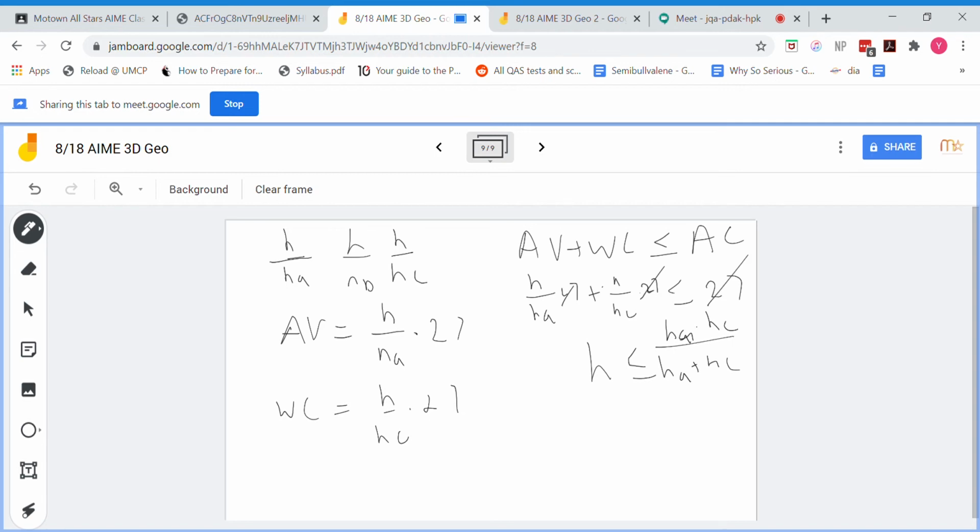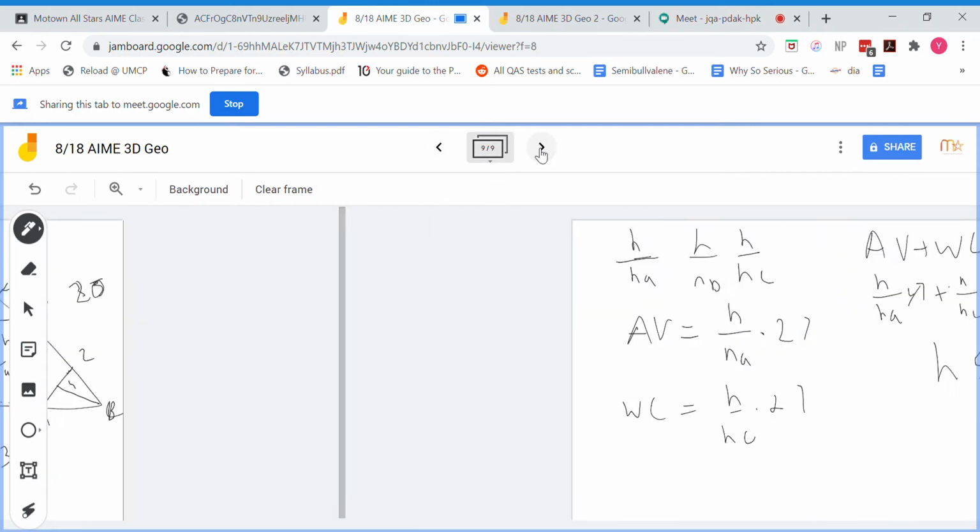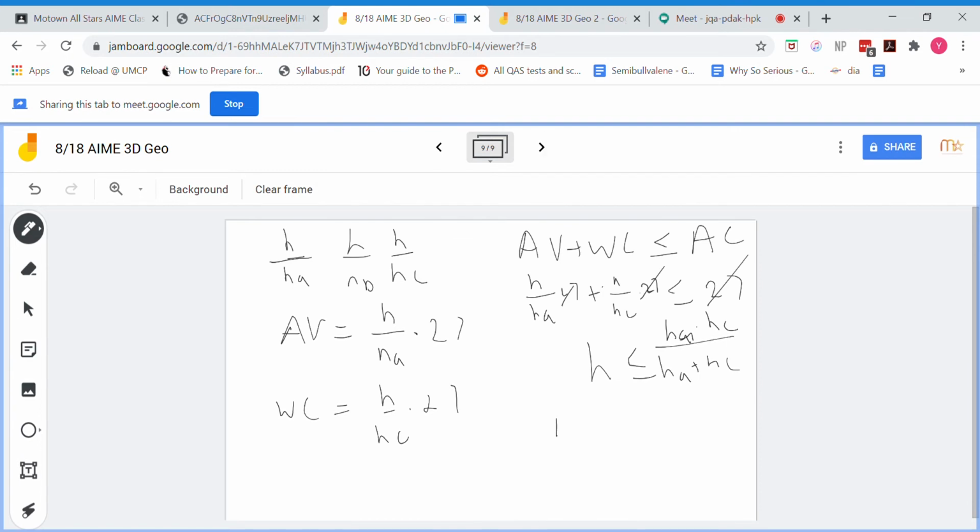And so we have found a bound for H, a maximum bound. Now, if we apply this for the other two sides, BC and AB, then we get similar things, right? We should get H is at most HA times HB over HA plus HB, and H is at most HB times HC over HB plus HC. And so we found three different upper bounds for H, and all that remains now is to compute them and figure out which one is the smallest, because that's obviously going to be the maximum H can be.